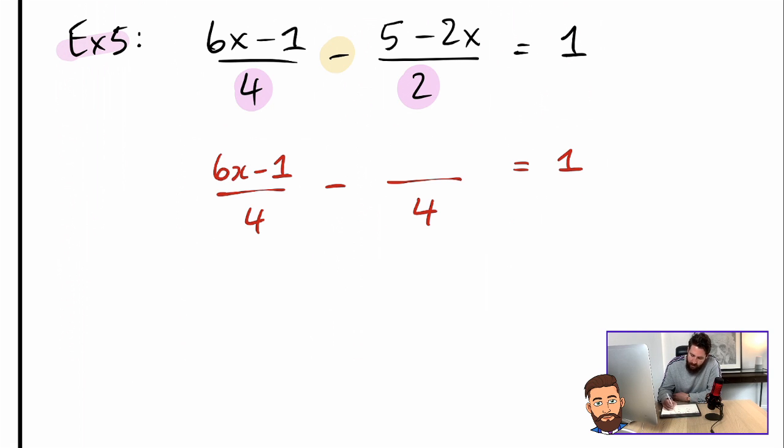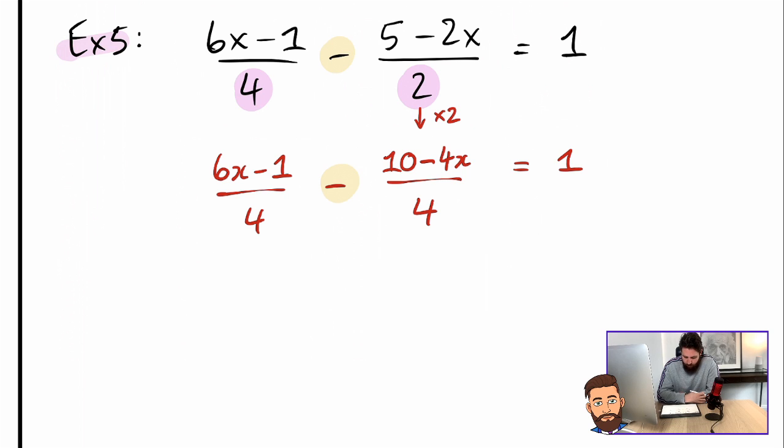Minus, how did I make this 2 into a 4? Again, I have to double it. So I have to times it all by 2. So timesing the top by 2 is going to give me 5 times 2 is 10, minus 2 times 2 is 4x. Okay, now we have to be really careful with this minus.